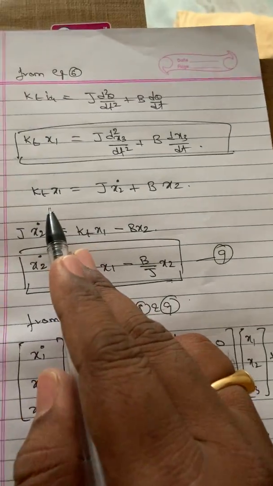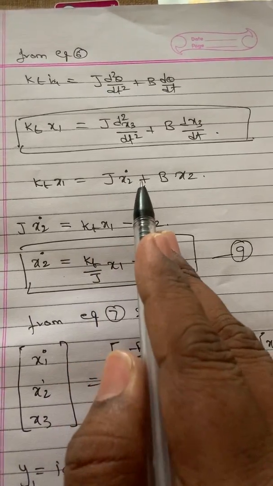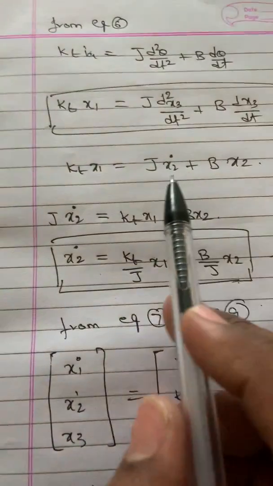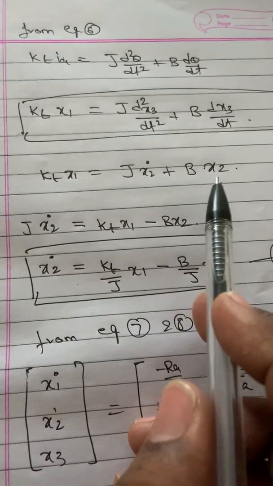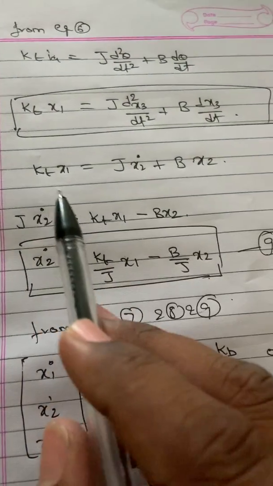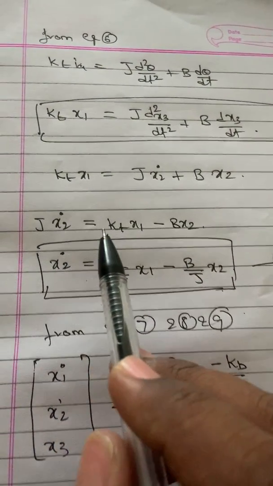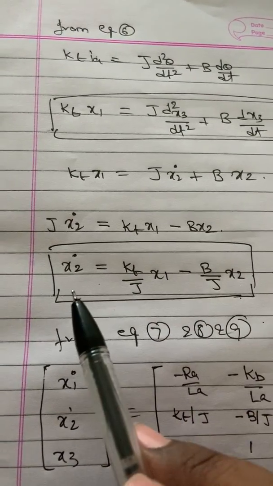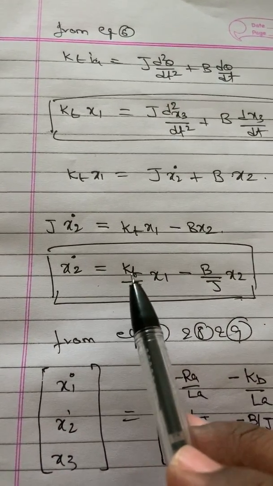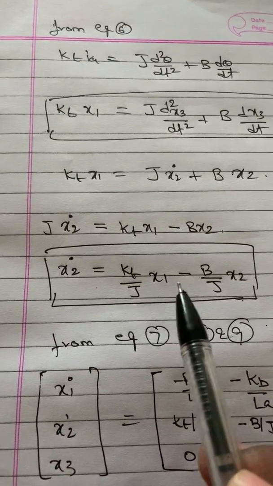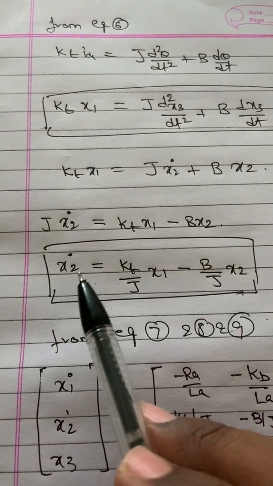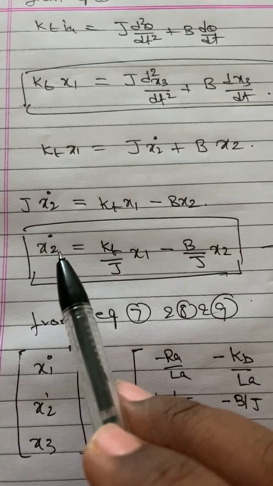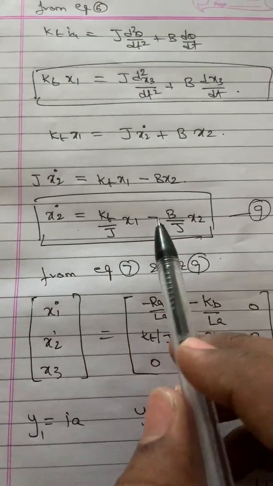Therefore, Kt x1 is equal to J x2 dot plus b x2. So taking this b x2 to the other side, we have J x2 dot is equal to Kt x1 minus b x2. Dividing by J, x2 dot is equal to Kt by J x1 minus b by J x2. Again we have x2 dot, or derivative of state, in terms of states.